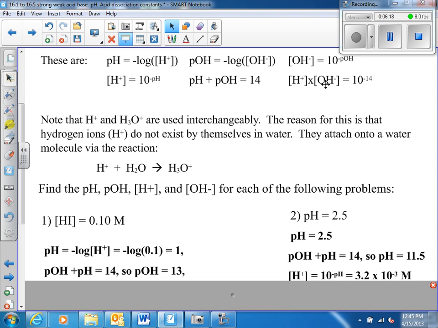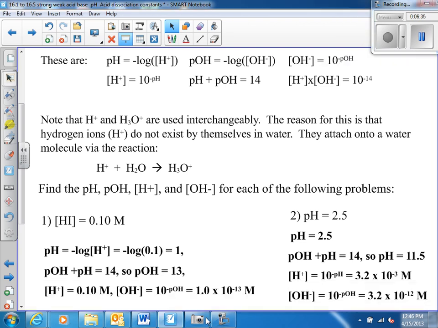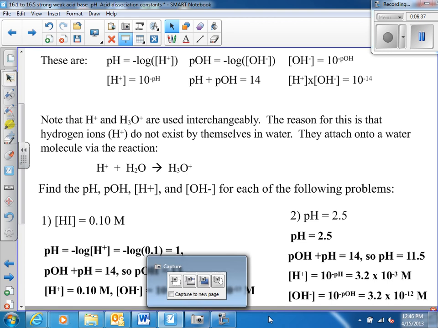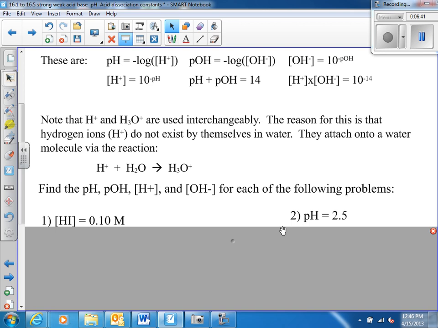So now, to get the OH, I could either use this equation, 0.1 times the OH is 10 to the negative 14, or I also have pOH is 13, which means I can use this equation right here. OH is 10 to the negative pOH, which would be 10 to the negative 13. There you go. Each of these problems is kind of like a puzzle. You have to figure out which equation should I use and how do I solve it. So you can pause this. I'm going to go through this one.